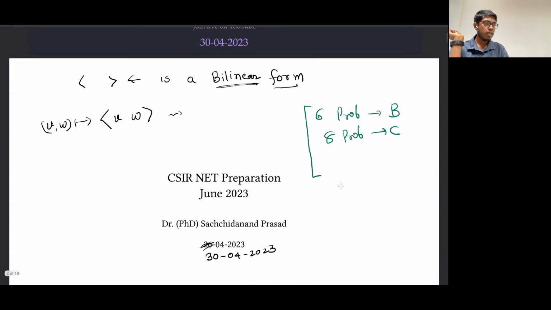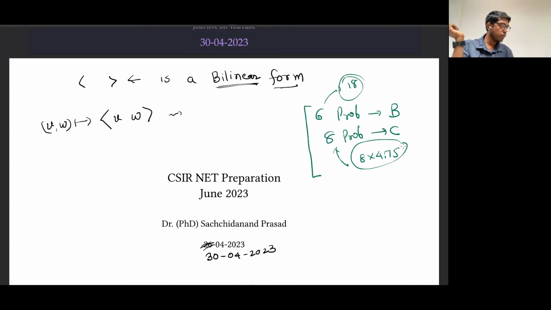Right. As I was telling, in part B, there were six problems, so it was around 18 marks, and in part C, 8 problems, so it's 8 into 4.75. As I told in the last session also, linear algebra usually varies from around 50 to 60 marks. Avirup, if it is clear, then please confirm.